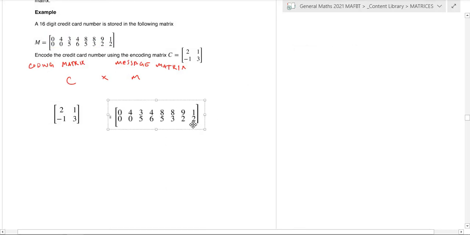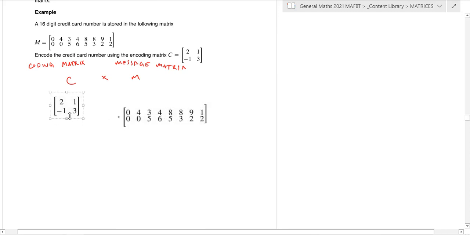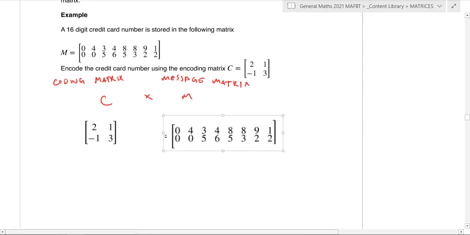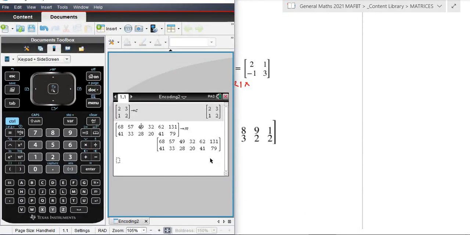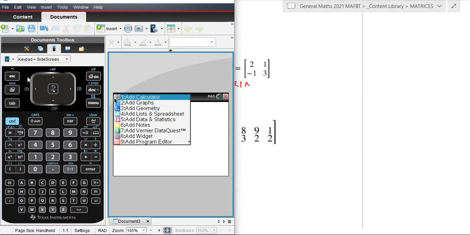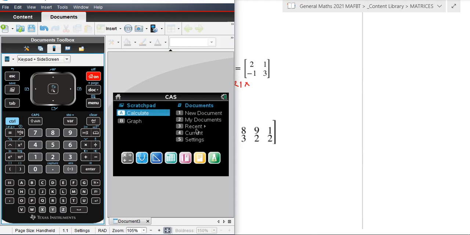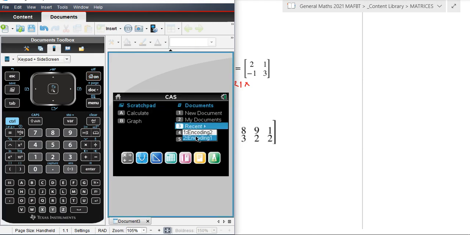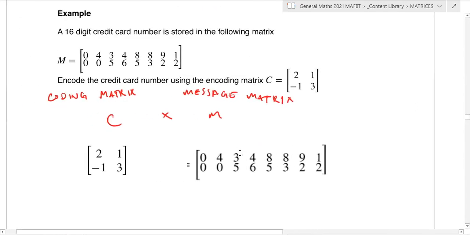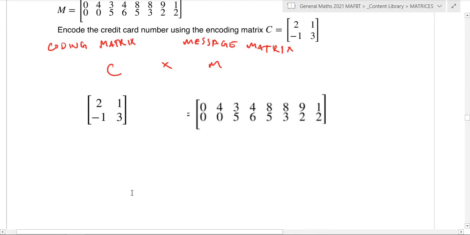Now, you're going to complain to me and say, sir, that's a lot of multiplying by hand. Fear not, because you're not going to do these by hand. Okay, it's a lot to do. So all these questions, when it comes to encoding and decoding, use your calculators. I've already made this matrix here. So it's going to be C times M. So what you're going to do is just multiply them together.